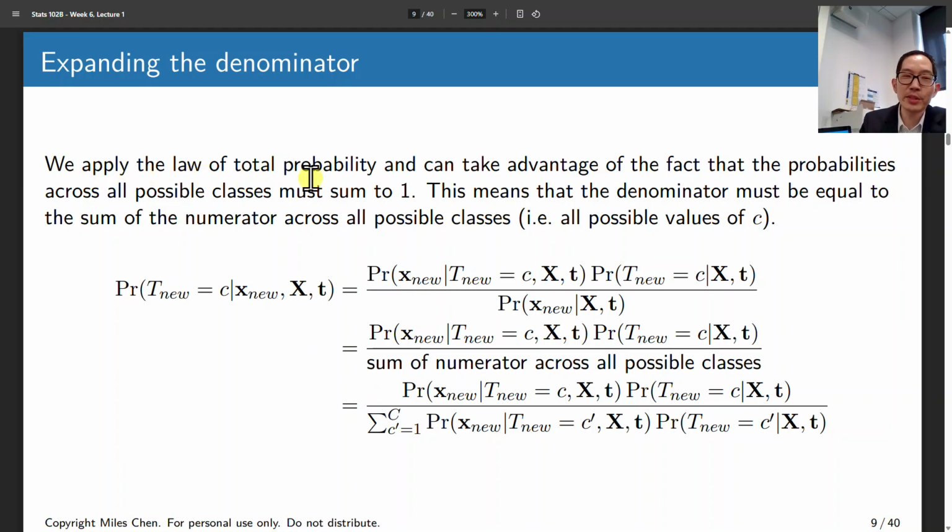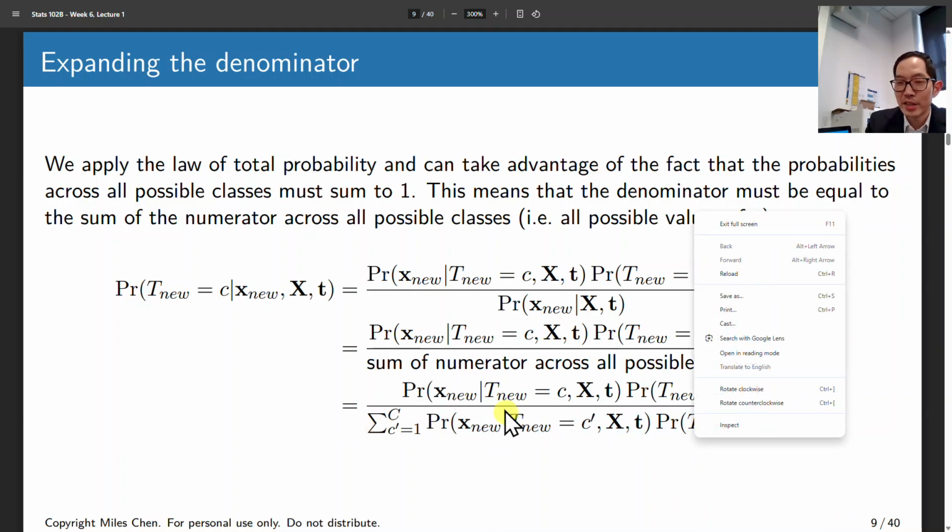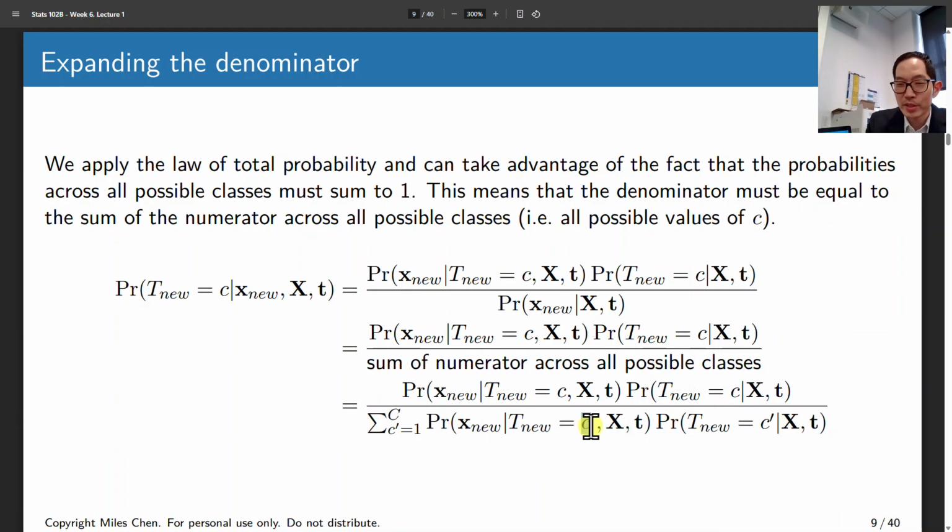So we'll apply the law of total probability and take advantage of the fact that the probabilities across all possible classes must sum to 1. And so we're going to take our numerator and say our denominator is equal to the numerator summed across all possible classes. The formula looks kind of messy, but basically we're going to try out C prime for all of the different classes.